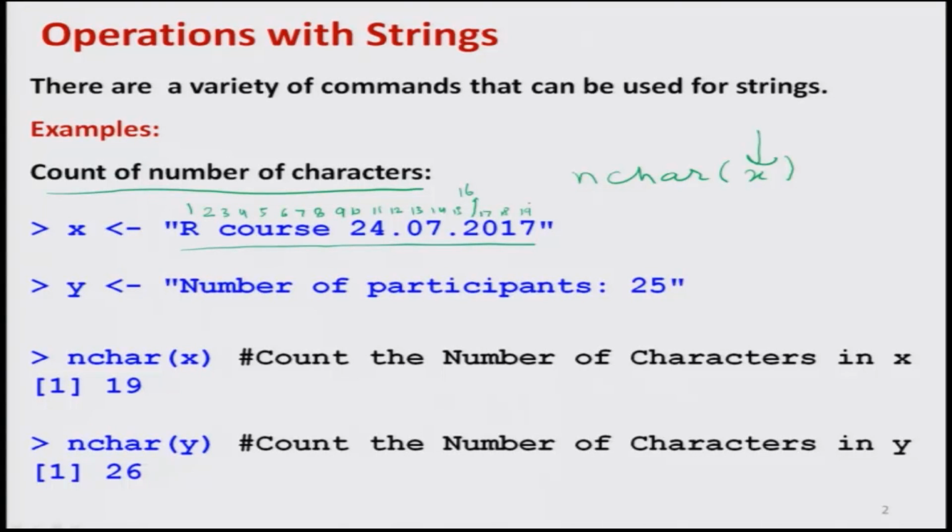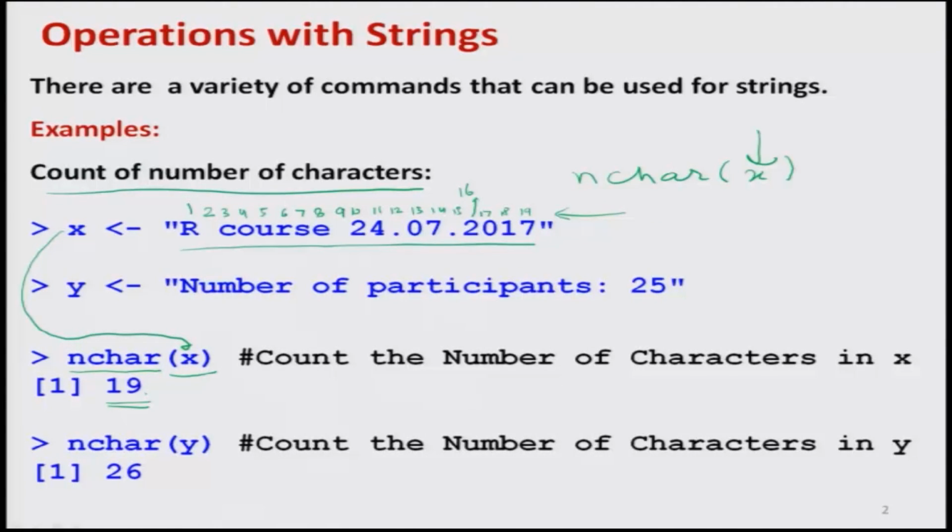Now, when I use the command nchar, and inside the brackets I write x, that means I want to count the number of characters in this string. And you can see here that we have counted 19 characters, and here you get the answer 19.